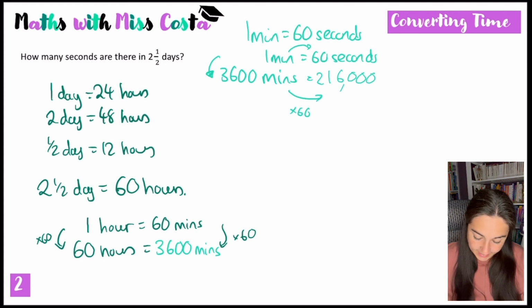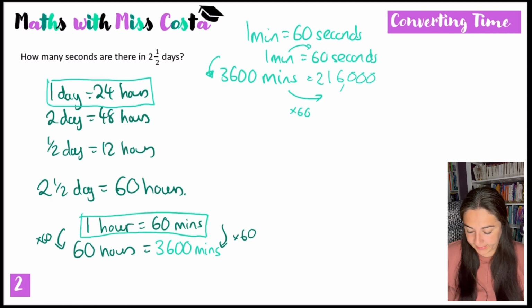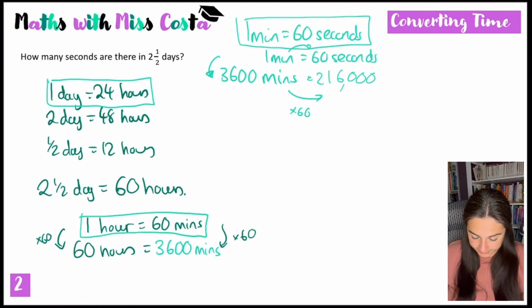So 216,000 seconds. So remember, key things are 1 day has 24 hours. 1 hour is 60 minutes and 1 minute has 60 seconds. So we would have done 60 times by 60 to get to the minutes, and then times by 60 again to get to the seconds.